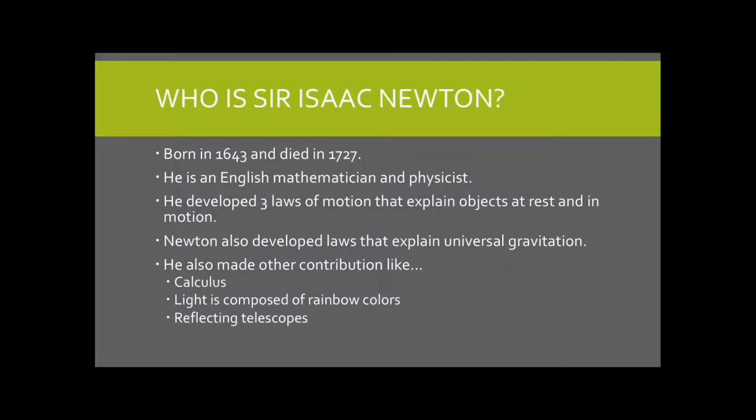So who is Sir Isaac Newton? Well, you may already know because he is one of the most renowned scientists out there, but he was born in 1643 and died in 1727. He's an English mathematician and physicist. He developed the 3 laws of motion that explain objects at rest and in motion. He also developed a law that explains universal gravitation. And he made other contributions like contributions to calculus, saying that light is composed of rainbow colors, and developing reflecting telescopes.